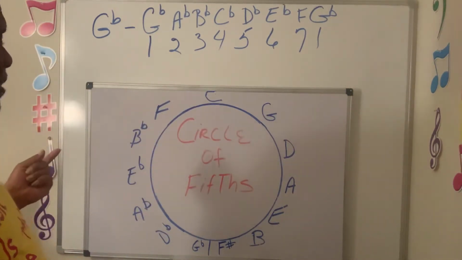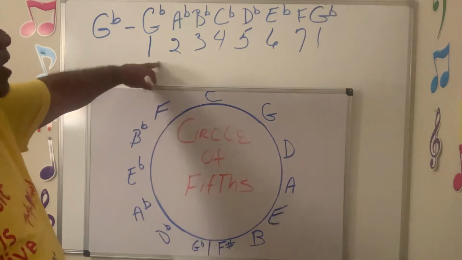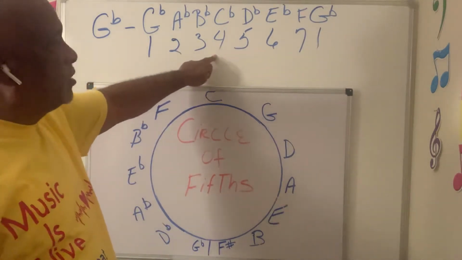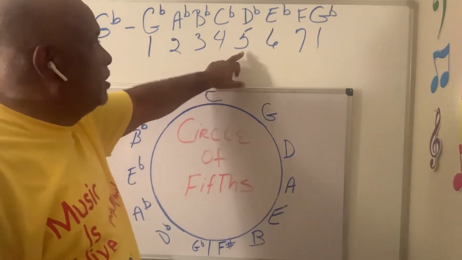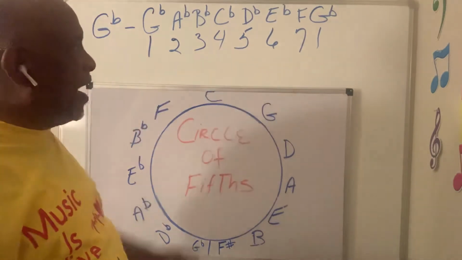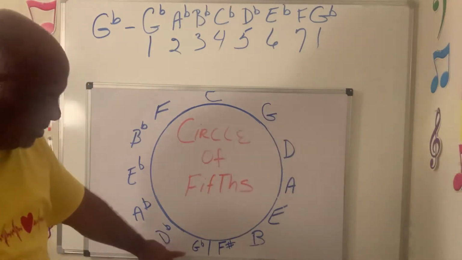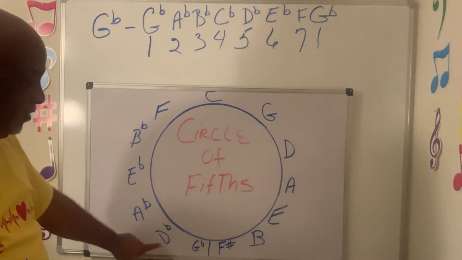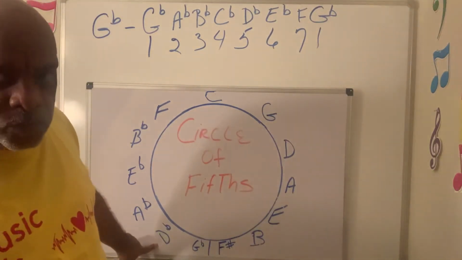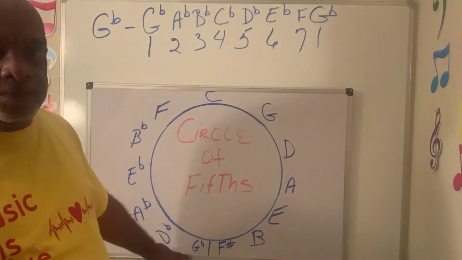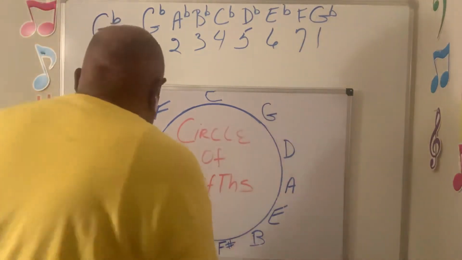So now let's look at this. What is the 5 of G flat major? Okay, here we go. G flat is the 1, A flat is the 2, B flat is the 3, C flat is the 4. So the 5 of G flat major is D flat. The 5 of G flat is what? D flat. I'm trying to get where my shadow won't be in the way. We're working on it. Okay? So let's put the D flat scale up there so you can get an idea.